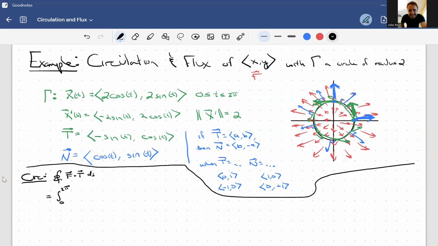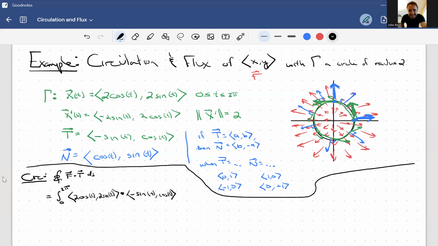And now let's plug everything in. At time t, F of x of t, well, our vector field was just x comma y. So F of x of t is just going to be 2 cosine of t, comma 2 sine of t. So we get 2 cos t, comma 2 sine t, and then we're going to dot that with the unit tangent vector. So that's our negative sine of t, comma cosine of t.